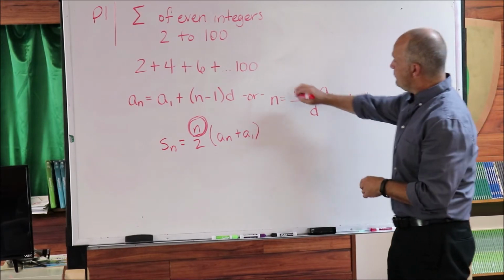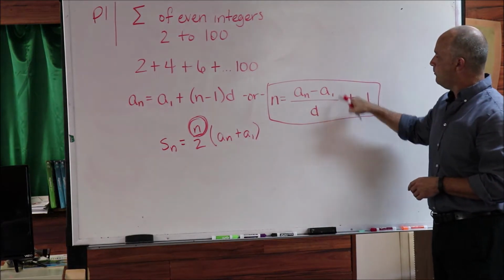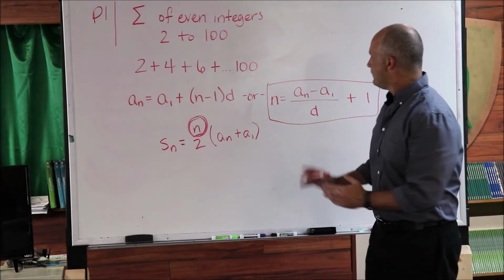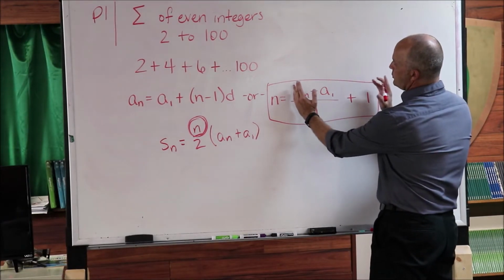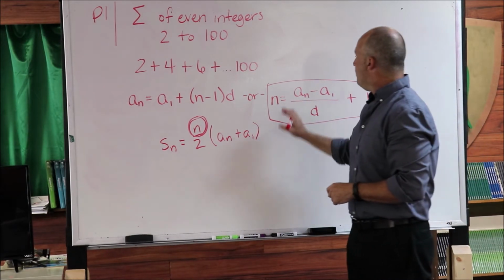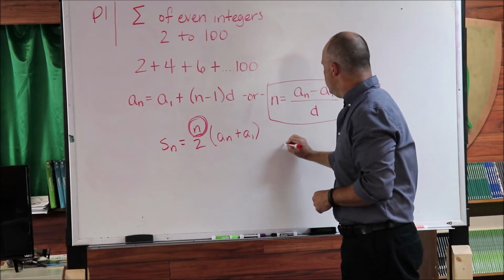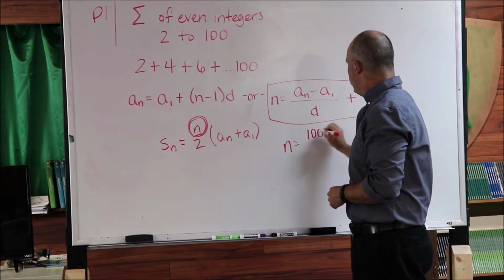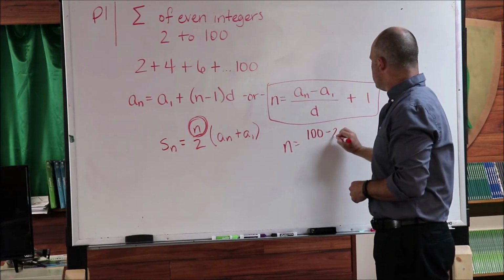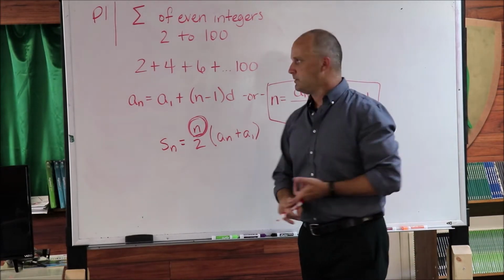So what we want to do, I'm going to use this one right here. The n equals a sub n minus a sub 1 over d plus 1. And the reason why I'm going to do that is because all of the information that I have is over on this side, and I'm looking for this n. So we know that the last digit is going to be 100. So we get 100 minus the first digit in the sequence. So 100 minus 2 over our common difference. Remember that d is our common difference.